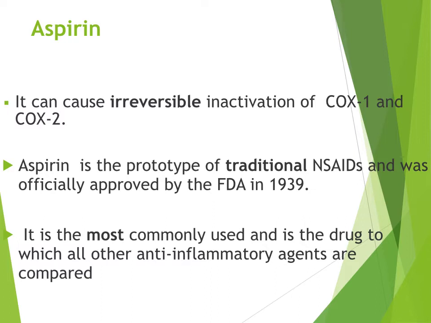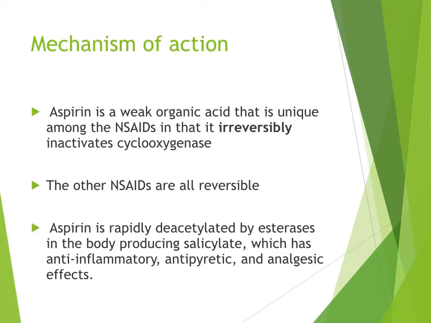Aspirin is one of the most commonly used anti-inflammatory agents, and all the other NSAIDs are usually compared to aspirin because it is the prototype of this group. It is a weak organic acid. One special characteristic of aspirin is that it irreversibly inactivates cyclooxygenase, while all the other NSAIDs are reversibly acting. How it is metabolized in the body: it's deacylated by esterases to produce salicylates, which have anti-inflammatory, antipyretic, and analgesic effects.